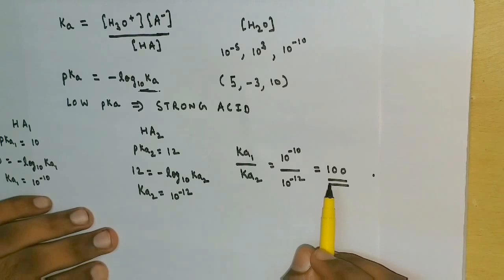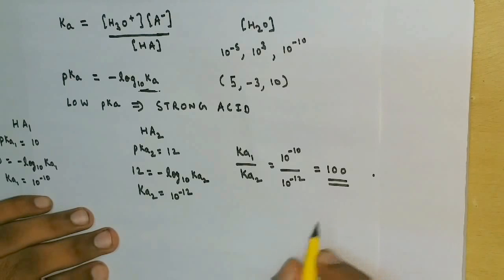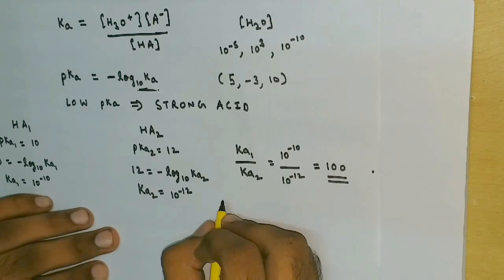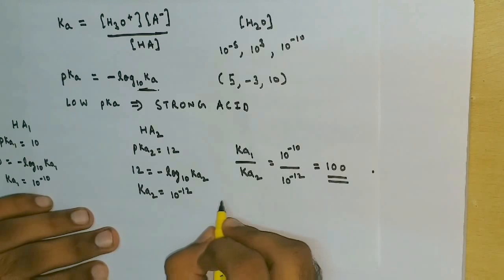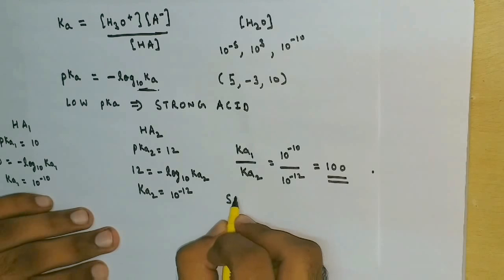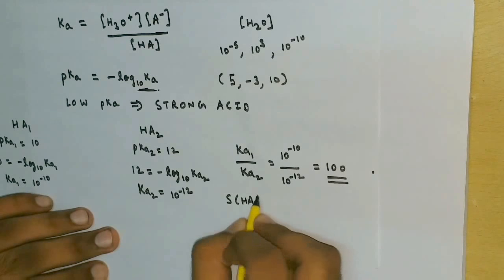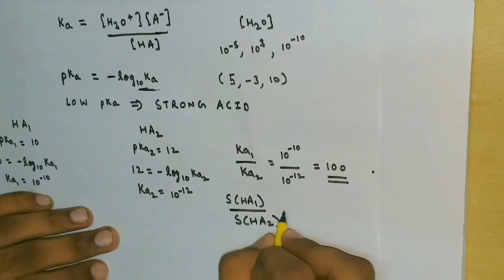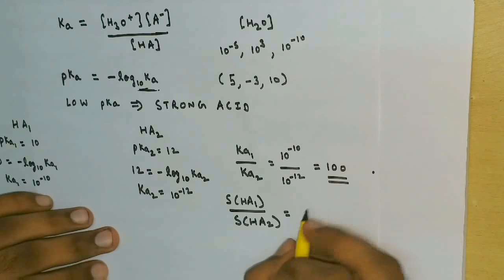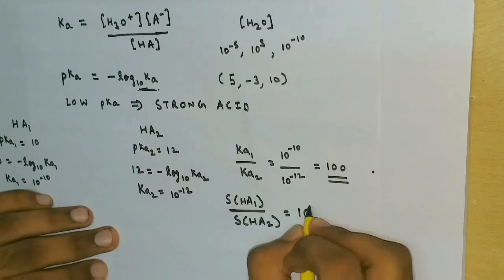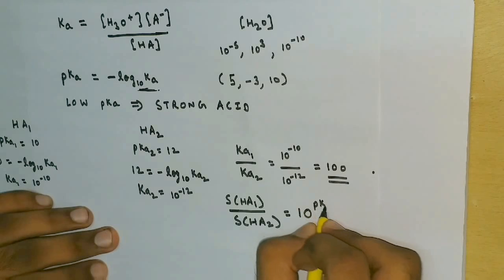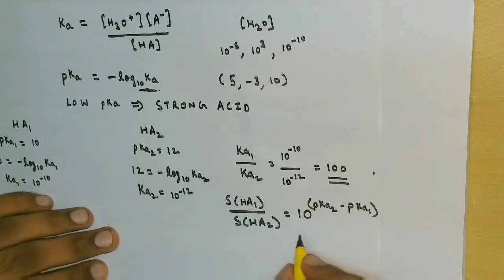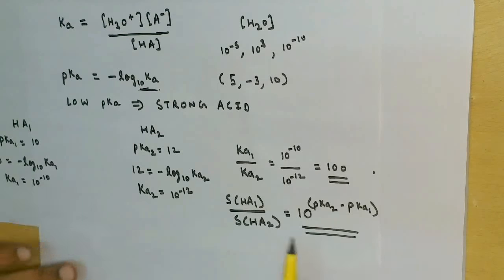In general, the ratio of strength of any two acids HA1 and HA2 is given by, let S(HA1) be strength of HA1, and this comes out to be antilog of, or 10 to the power, pKa2 minus pKa1. In the next section, we will study the factors governing the acidic strength of a molecule.